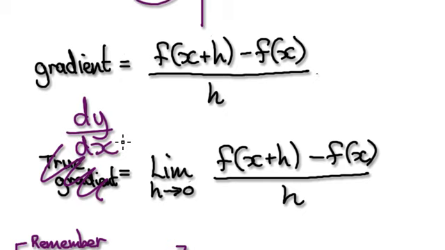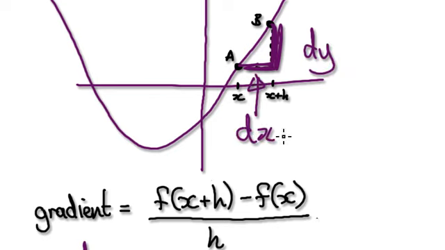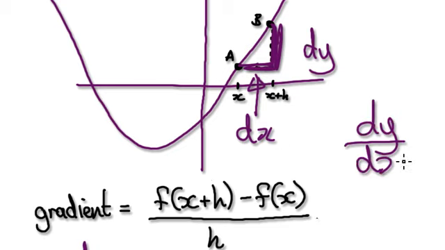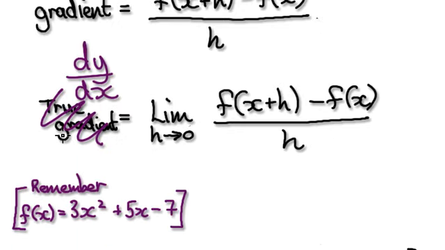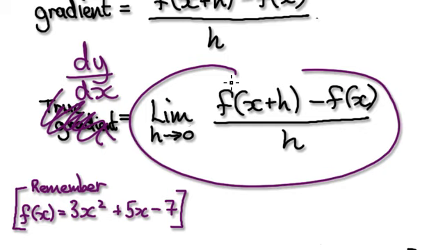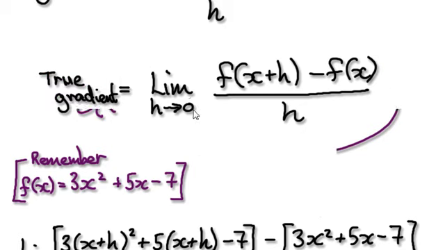Because if you think about it, the gradient is really this thing divided by this thing. This thing's the difference in the y-axis, and this here is the difference in the x-axis. So you can think of the gradient as dy divided by dx. So from now on, rather than saying true gradient equals blah blah blah, just say dy by dx equals blah blah blah.